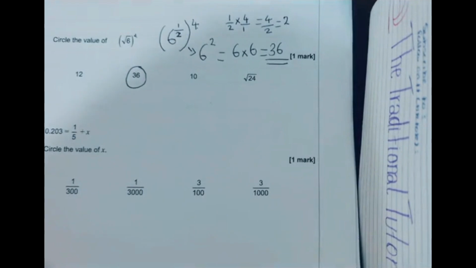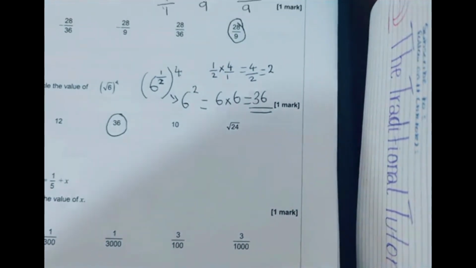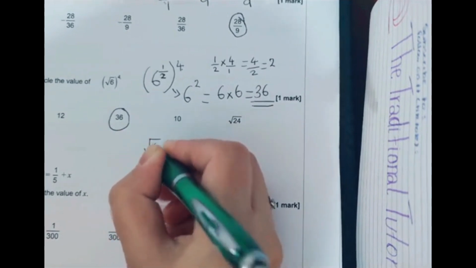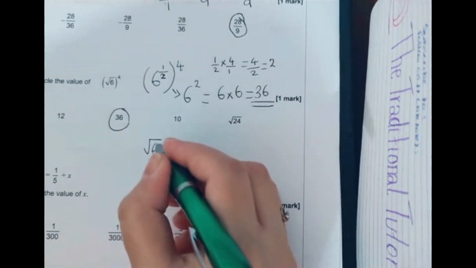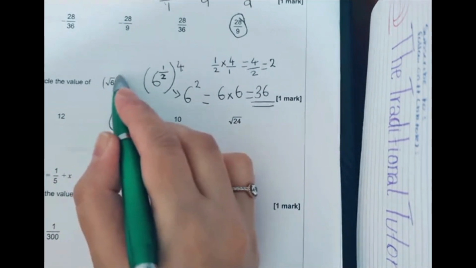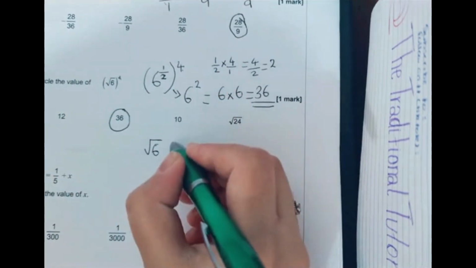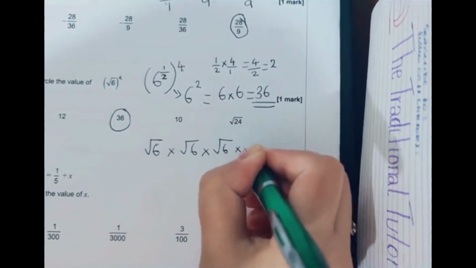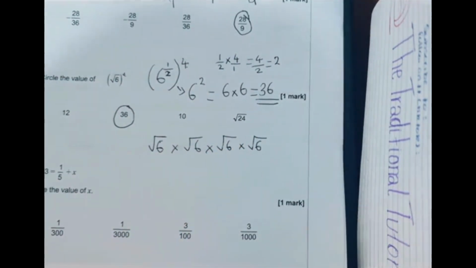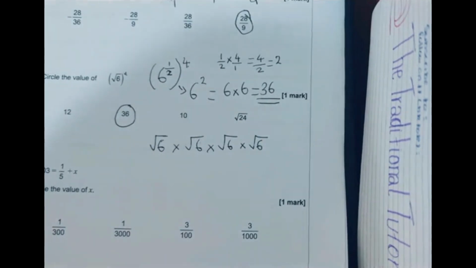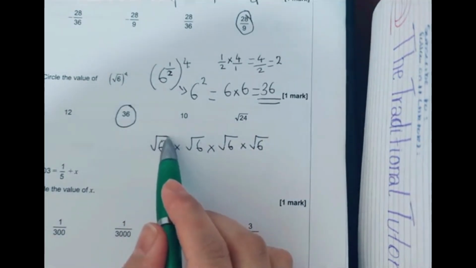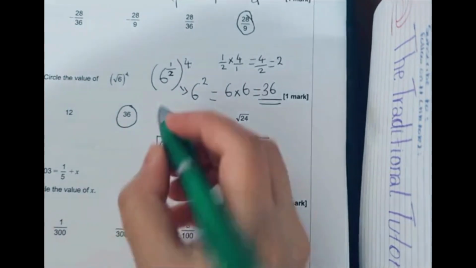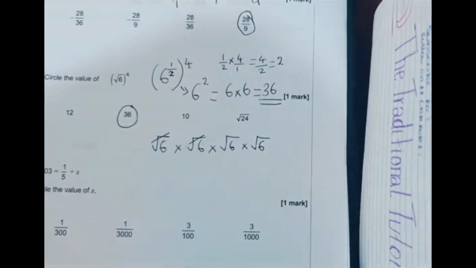And now another way of doing this is the following. What we could have done, if people did not remember their index laws, is go with the fact that you're raising it to the power of 4. So that means I'm multiplying the square root of 6 by itself 4 times, in the following way. And then I would remember that if you're doing a square root times another square root, and the number inside is the same, then the square roots actually just cancel out, as follows.